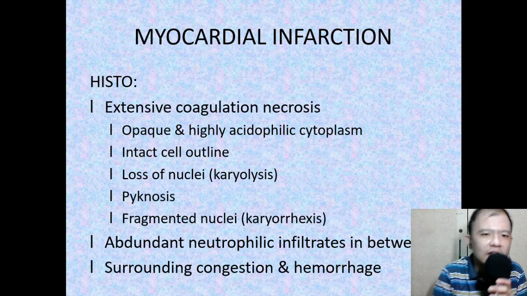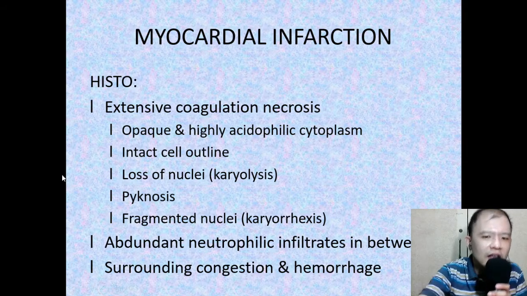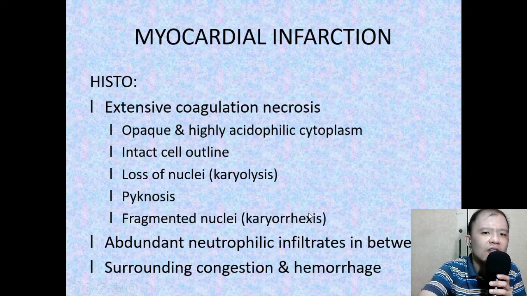And histologically, the patient had extensive coagulation necrosis with highly acidophilic cytoplasm, though the cell outline was intact. And you see karyolysis, pyknosis, and karyorrhexis. These are characteristic of coagulation necrosis. And you see abundant neutrophilic infiltrates in between. So neutrophilic infiltrates are characteristic of this. You see also congestion with red blood cells and hemorrhage.